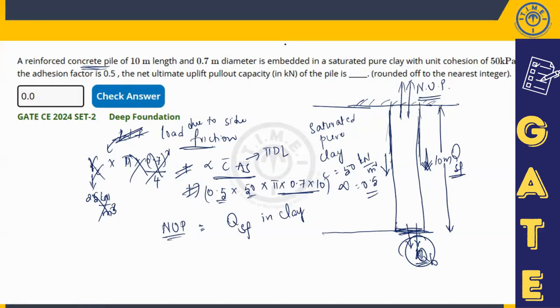If gamma C, the unit weight of concrete, is given, and if it is mentioned to consider it, then we need to take gamma C into pi d square by 4 into length. But it is not mentioned to be considered, so there is no need of it. Also, gamma C is not given, which means he is indirectly telling us to ignore it. Calculate and tell me the answer. I'll be waiting for your answer.